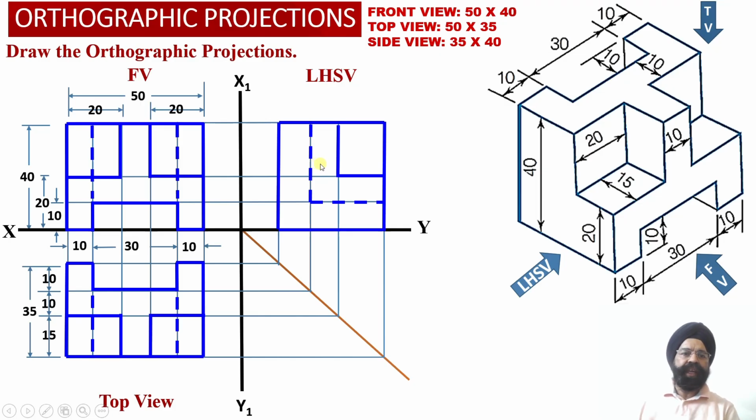So this way we have been able to obtain the front view orthographic projections, the top view orthographic projections, and the left hand side view orthographic projections of a solid when the 3D isometric projection of the solid, depicting various constructional details of the object, had been provided to us.